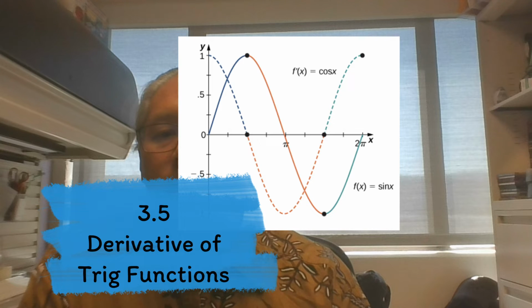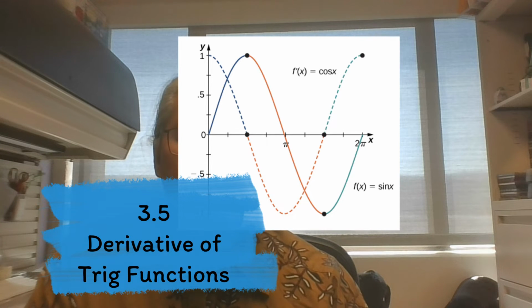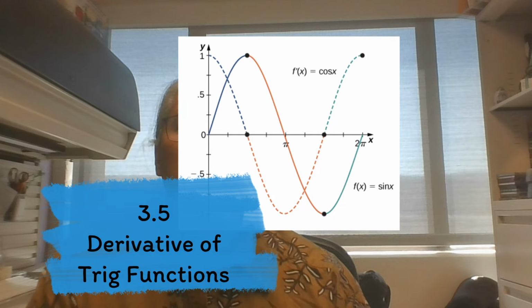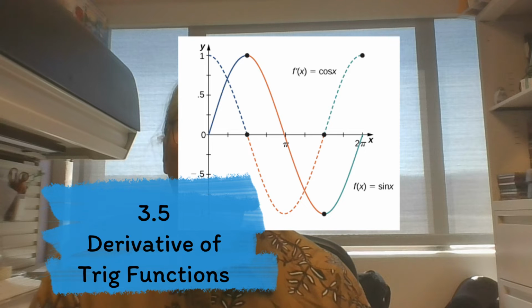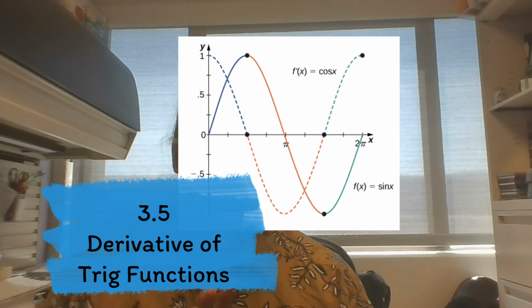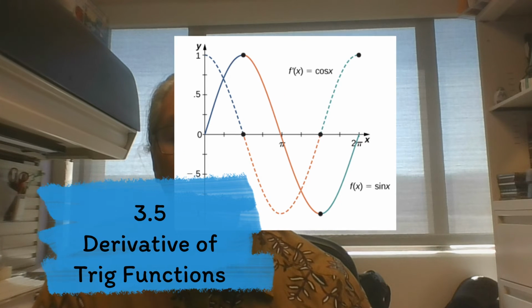In the next section, 3.5, we will be looking at derivatives of trig functions, and we will again employ the definition of the derivative with a limit, but once we have that, we'll use the derivative of these trig functions as formulas or shortcut formulas that we're going to try to remember.